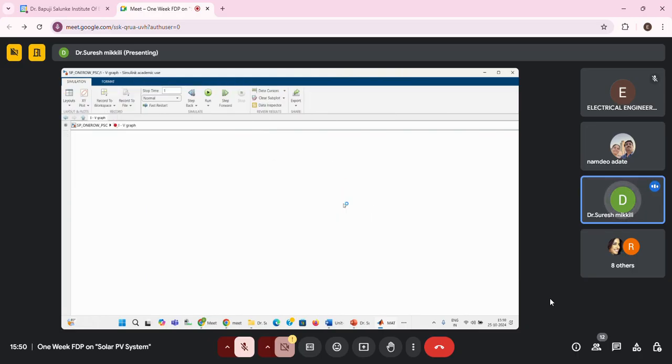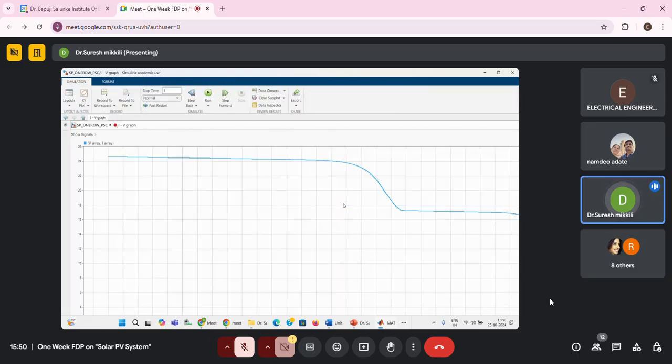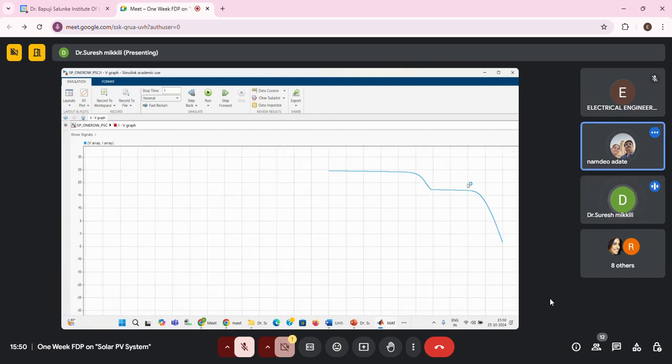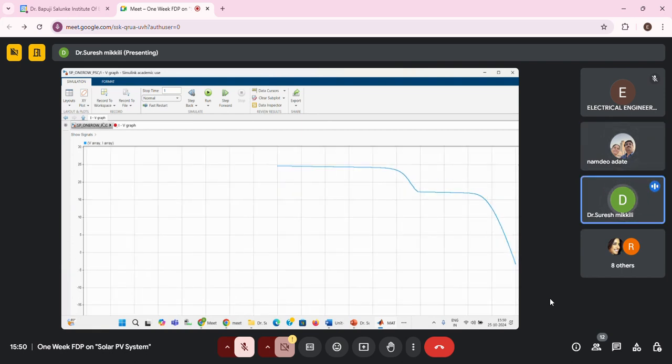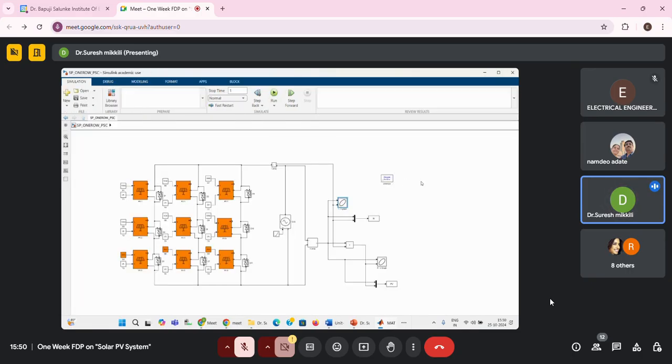So you see here, during shading conditions, non-shading conditions also we have seen. So these are the effects. Okay, no? This is during the shading condition. Right?